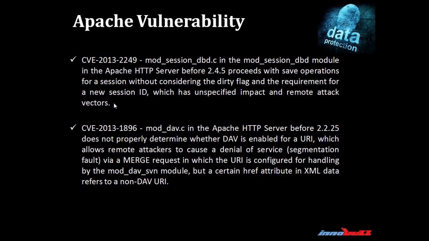Another vulnerability here is CVE-2013-1896, in which mod_dav.c in the Apache HTTP Server before 2.2.25 does not properly determine whether DAV is enabled for a URI, which allows remote attackers to cause a denial of service via a MERGE request in which the URI is configured for handling by the mod_dav_svn module, but a certain href attribute in XML data refers to a non-DAV URI.